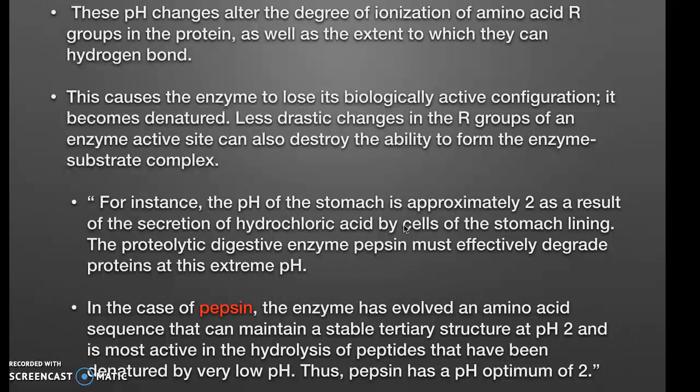So in this case, pepsin, the enzyme, has evolved an amino acid sequence that can maintain a stable tertiary structure at a pH of 2, and is most effective in the hydrolysis of peptides that have been denatured by a very low pH. Thus, pepsin has a pH optimum of 2. So as we learned earlier, the optimum means it's when the body is going to the level at which it needs to in order to perform its specific job.